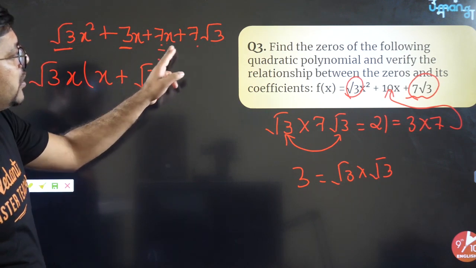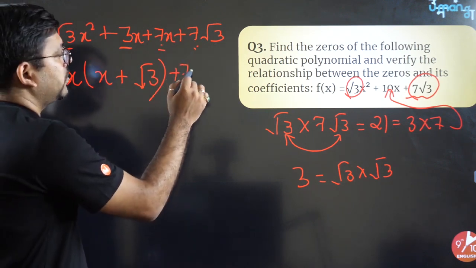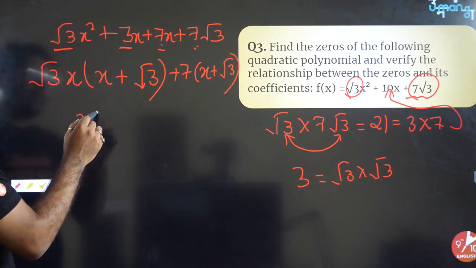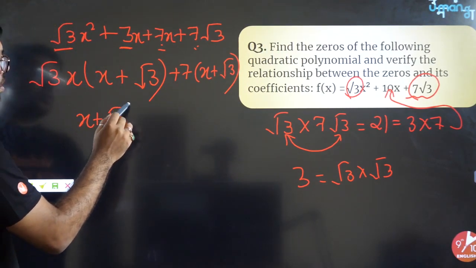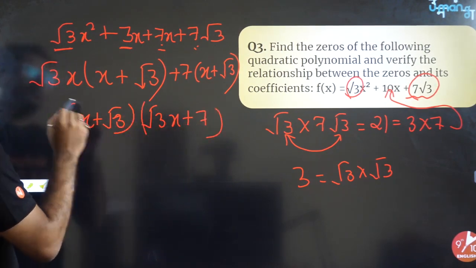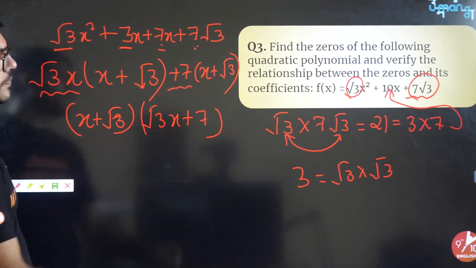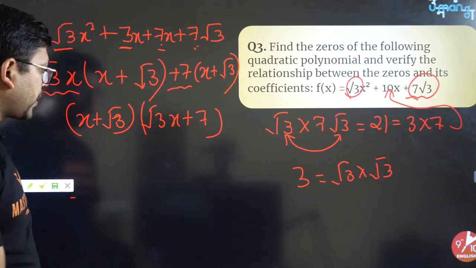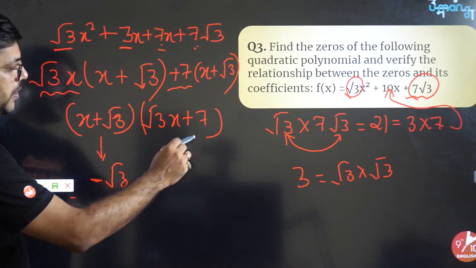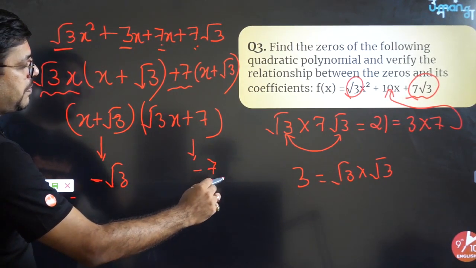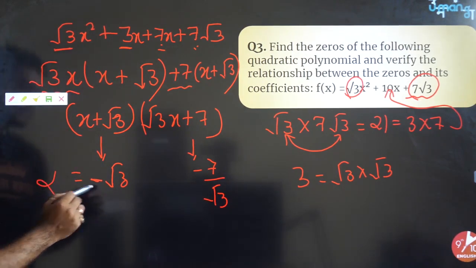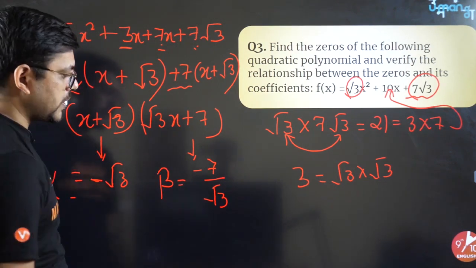Similarly, in these 2 terms you will get 7 common. So what is remaining? x plus root 3. Very simply you will get x plus root 3 common, and now what is remaining is root 3x plus 7. I hope you all got it. From here you can get the zeros. From here the zero will be minus root 3 and from here the zero will be minus 7 upon root 3. So this is going to be your first zero, that is alpha, and this is going to be your second zero, that is beta.